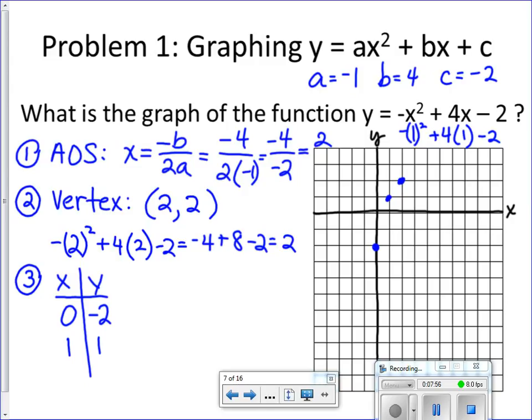All right, at this point, let's go ahead and put our axis of symmetry down through the vertex and reflect these points across the axis of symmetry. And then our step 4 is to join the points with as smooth a curve as we can draw. All right, and there we have the graph of the function.